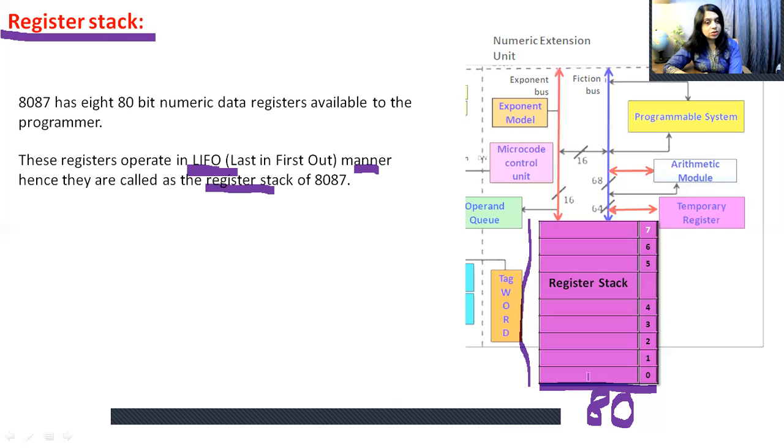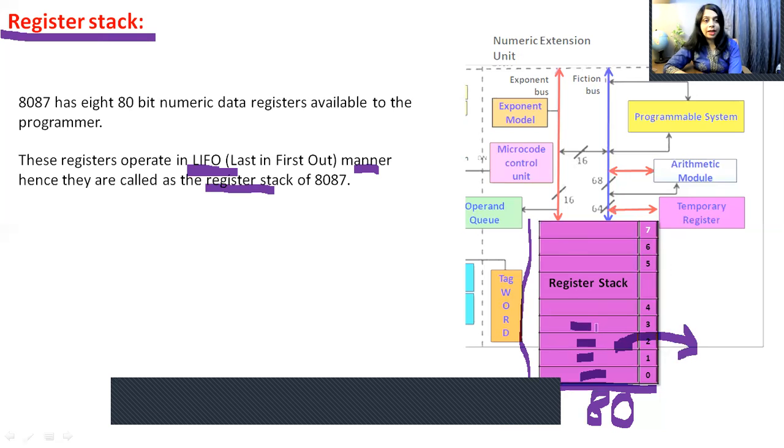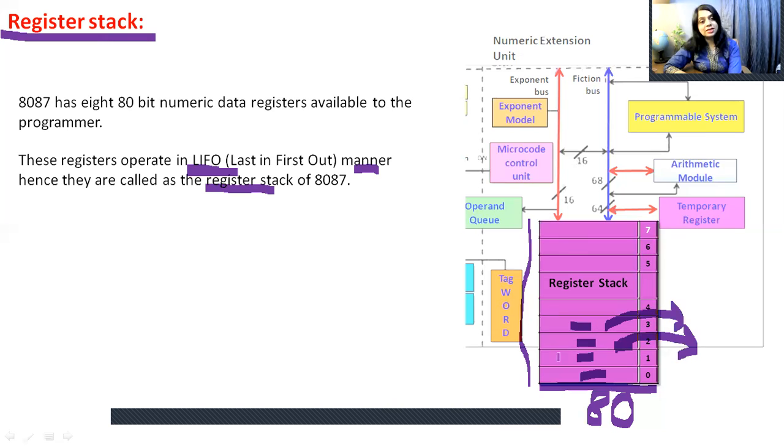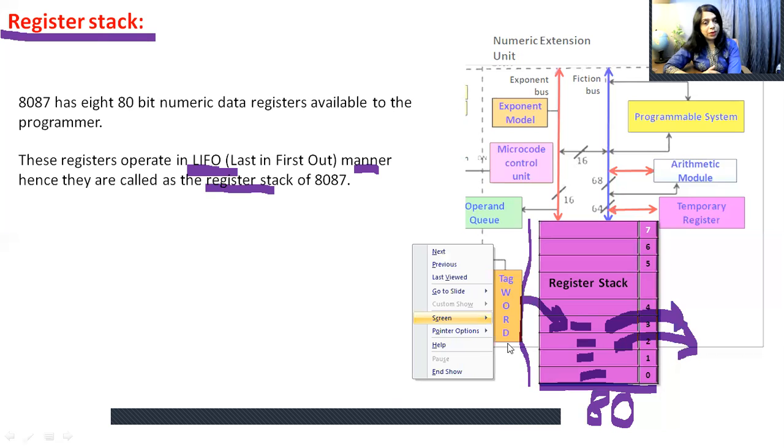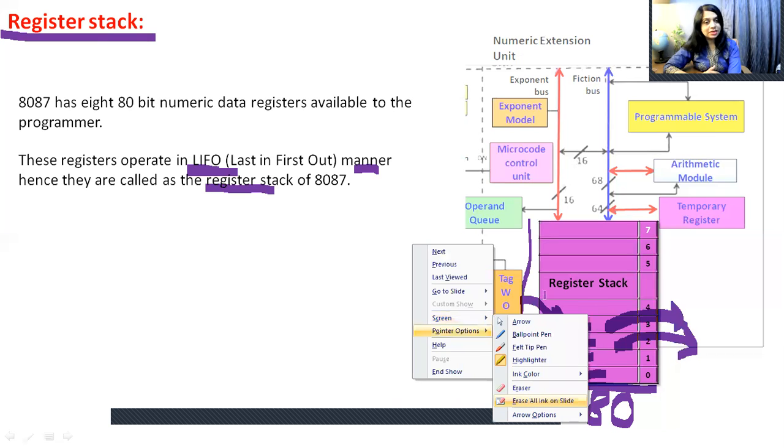Suppose data is stored in register 0, register 1 and register 2. Then the data stored in register 2 will be taken out first, provided 3 is empty, 4 is empty, 5, 6, 7 are empty. Suppose data is stored till 3, then whatever is stored at the end, that means register 3, will be taken out first. So it is last in first out. Whichever is entered first will be taken out last, and whichever is entered last will be taken out first, like the stack of plates, and that's why it is called the register stack.